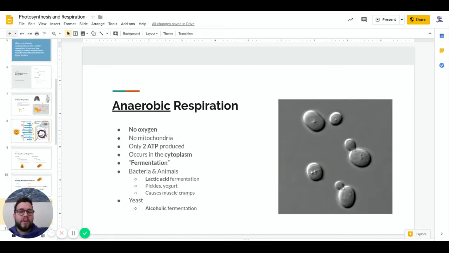So anaerobic respiration is going to be a little different. Anaerobic respiration is when there is no oxygen to use or it just doesn't use it. So you don't need mitochondria to do this, so it happens in the cytoplasm. And without oxygen, we're only making 2 ATP here. There's not as much energy being made. Sometimes we call this fermentation.